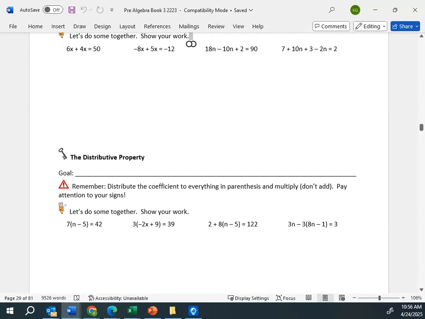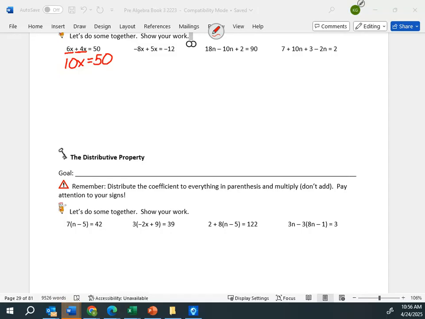We have 6x plus 4x equals 50. So what do you think we have to do? What's our first step going to be? Amala? Yeah, I've got 6x and I've got a plus 4x. I need to combine them. What is 6x plus 4x? 10x. And that equals 50.